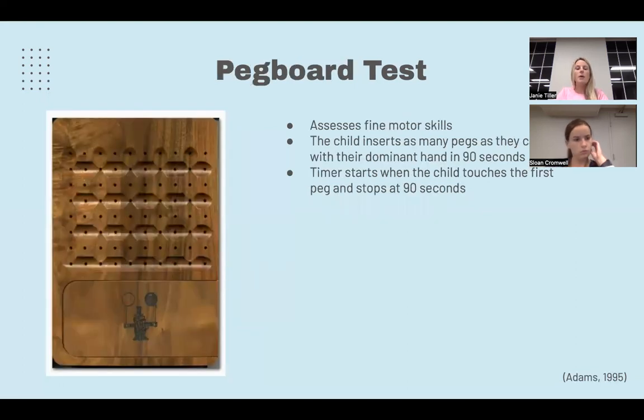All right. And the last subtest is going to be the pegboard test. This is probably similar to different assessments you've seen for adults. This is going to assess fine motor skills, such as the grasp and hand manipulation, intrinsic muscle strength. So the child is going to insert as many pegs as they can with their dominant hand in 90 seconds. The timer will start when the child touches the first peg, and it will stop at 90 seconds. This one's pretty straightforward, and the scoring is a lot more simple.